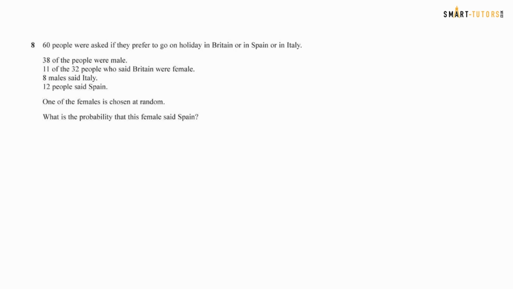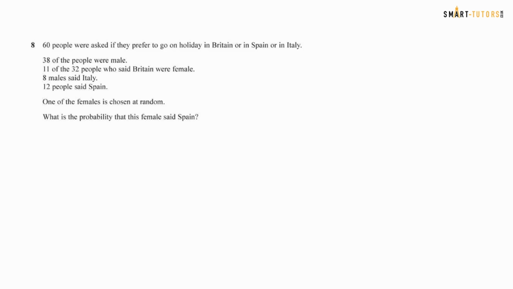Question number 8. 60 people were asked if they prefer to go on holiday in Britain or in Spain or in Italy. 38 of the people were male, 11 of the 32 people who said Britain were female, 8 males said Italy, 12 people said Spain. One of the females is chosen at random. What is the probability that this female said Spain?